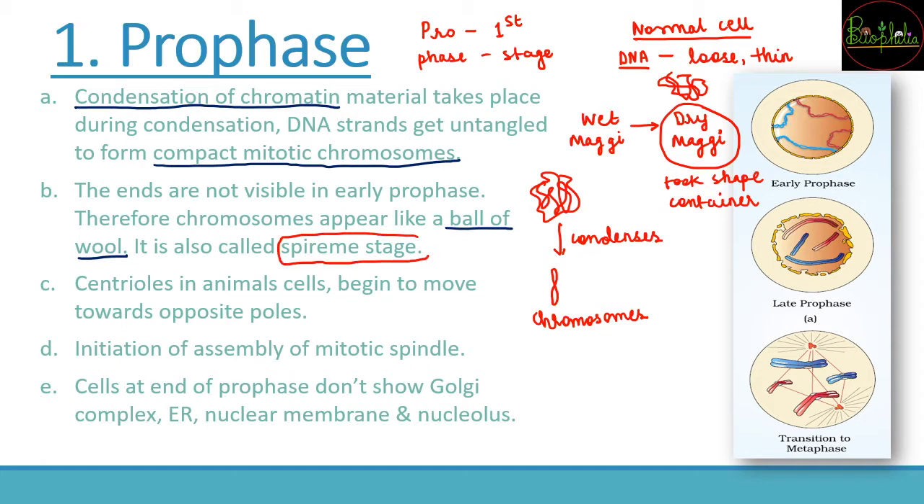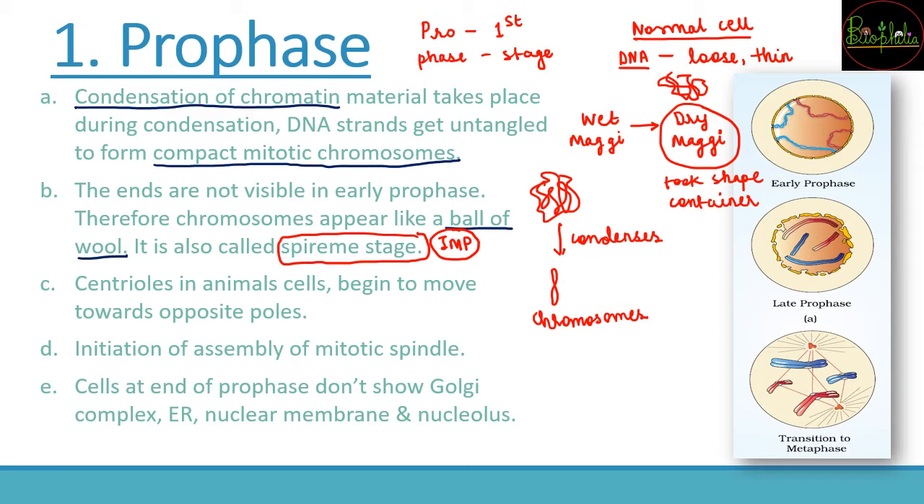So this is a very important point to remember with the reference of MCQs, because MCQs में पूछा जाता है that which stage or which phase is called as a spireme stage. So you need to answer that it is going to be the prophase of mitosis.